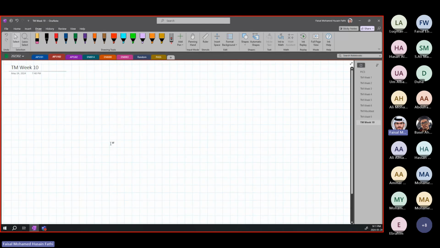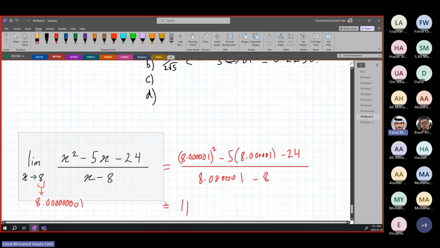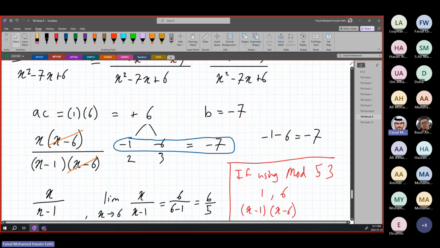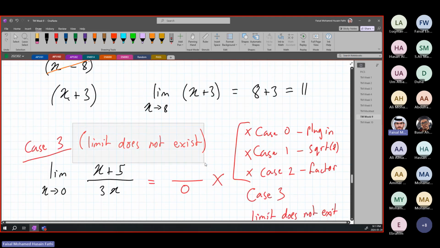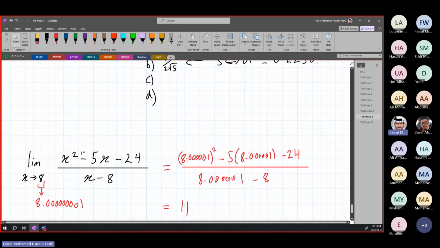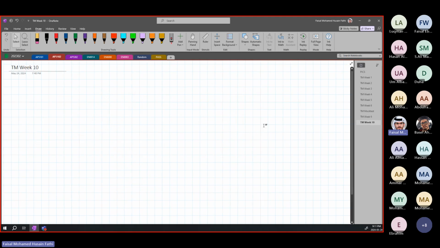Now, let's move on to differentiation. Again, just before I move on, remember, make sure you know which case you are doing, because if it is case 3 and you do this method, you will get an answer, but it is incorrect. Because in case 3, there is no limit. The limit does not exist. So make sure you go through all the cases before you apply the shortcut. Make sure you know which case it is, then you can apply your shortcut.